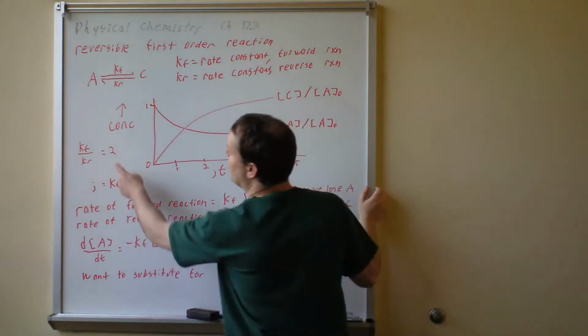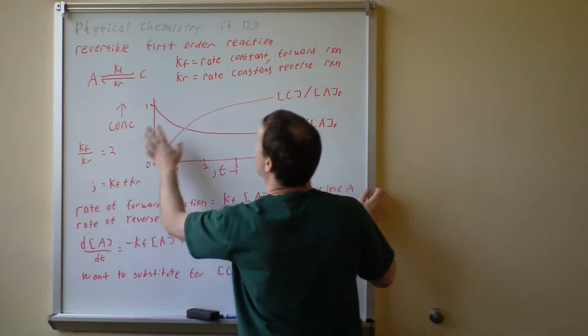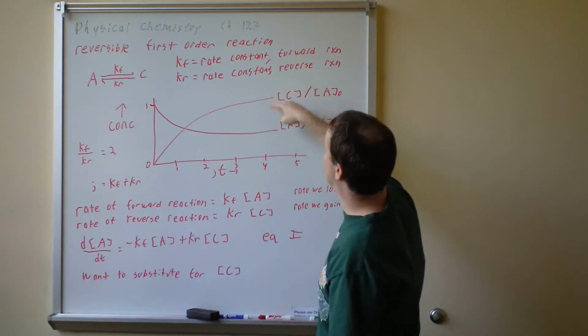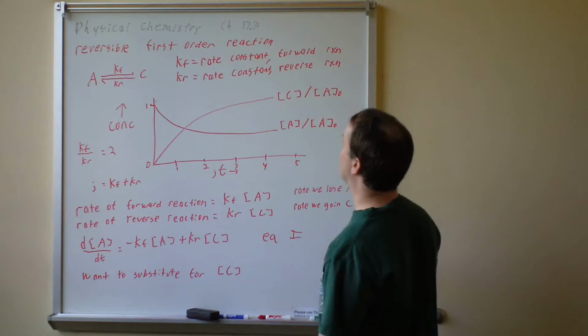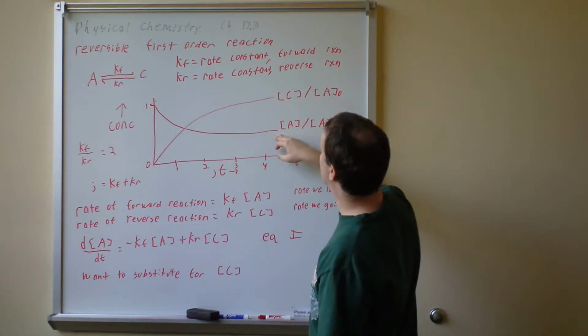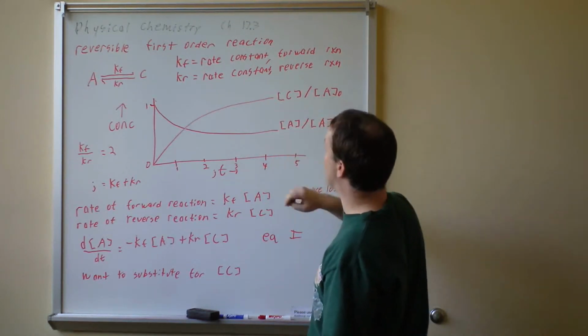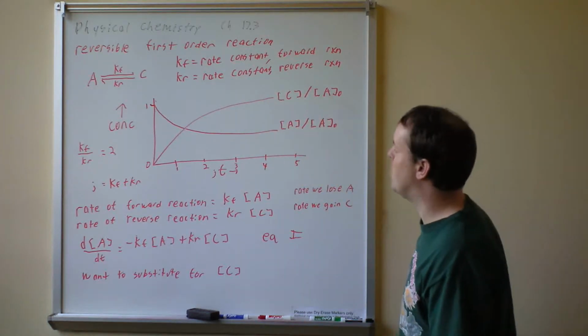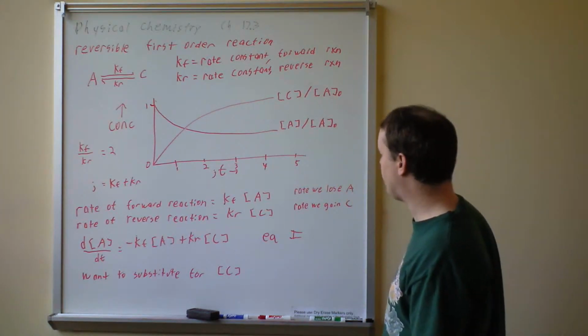Now in this example, we just chose Kf divided by Kr to be equal to 2. That's why this is up here. This doesn't have to be higher than that. You can have equilibrium with a lot of A and hardly any C, or you can have equilibrium with a whole bunch of C and hardly any A. It just depends on whichever reaction we're talking about.